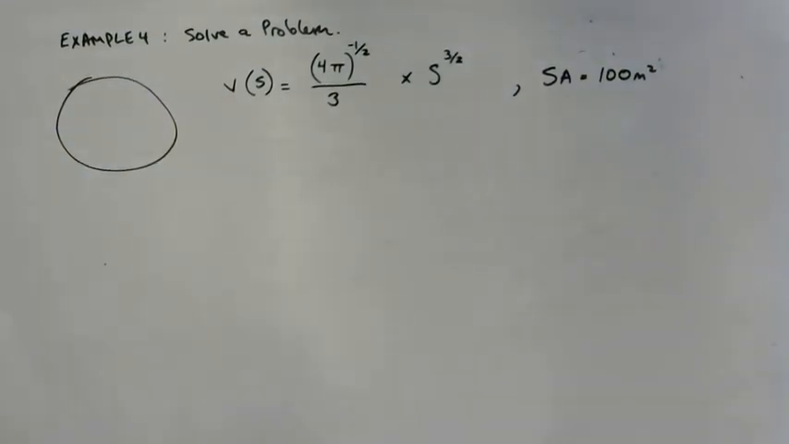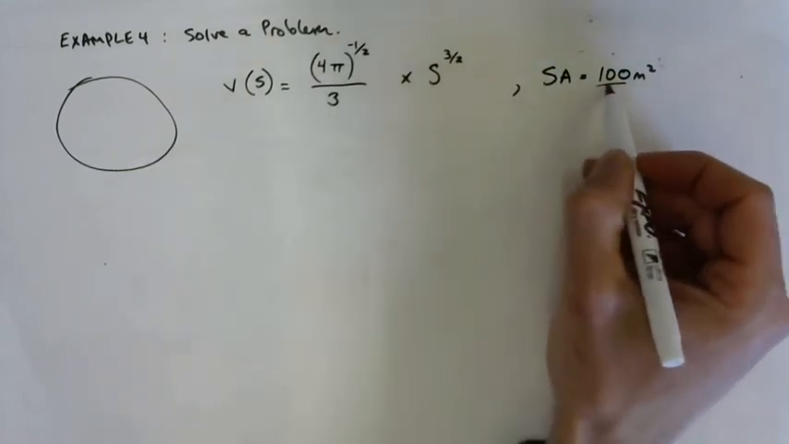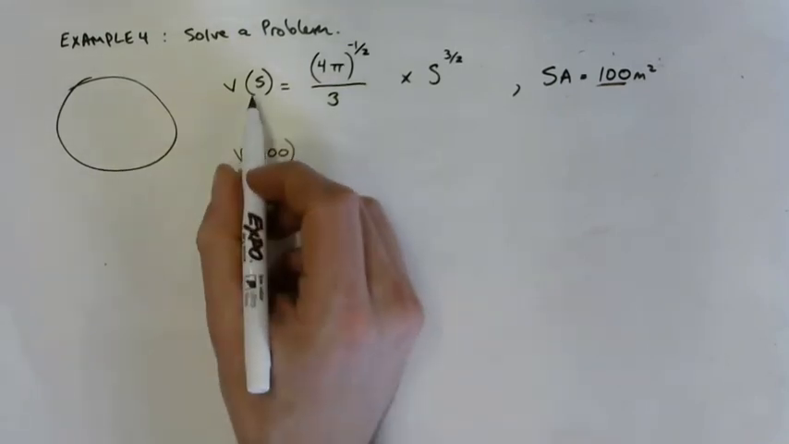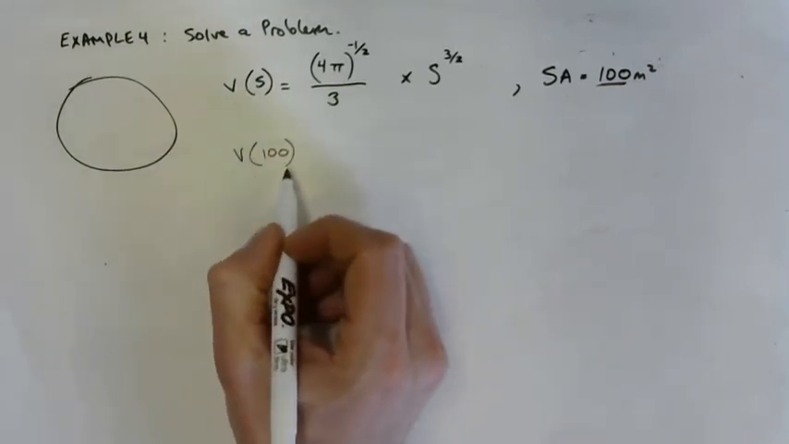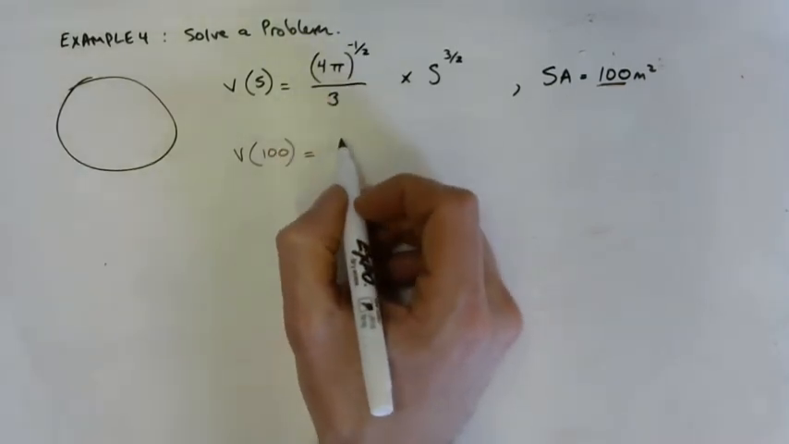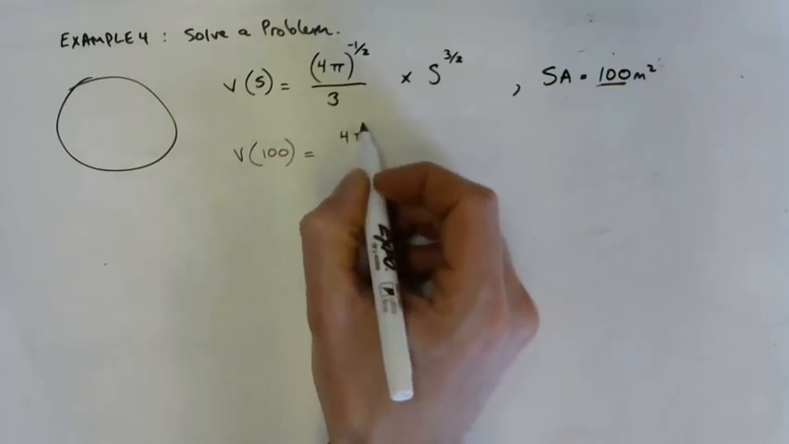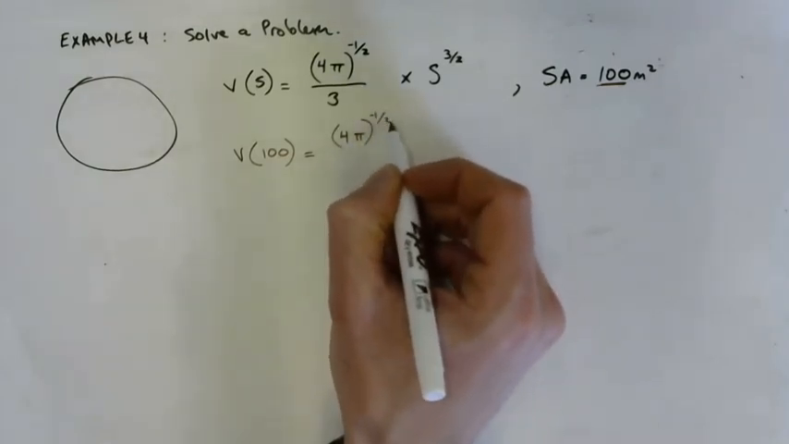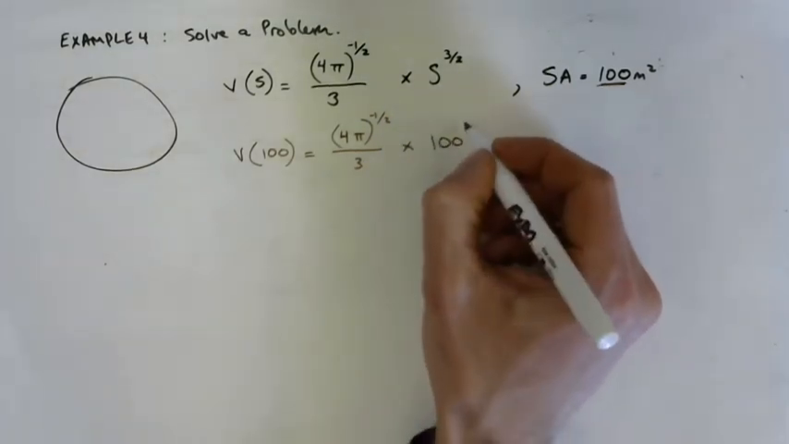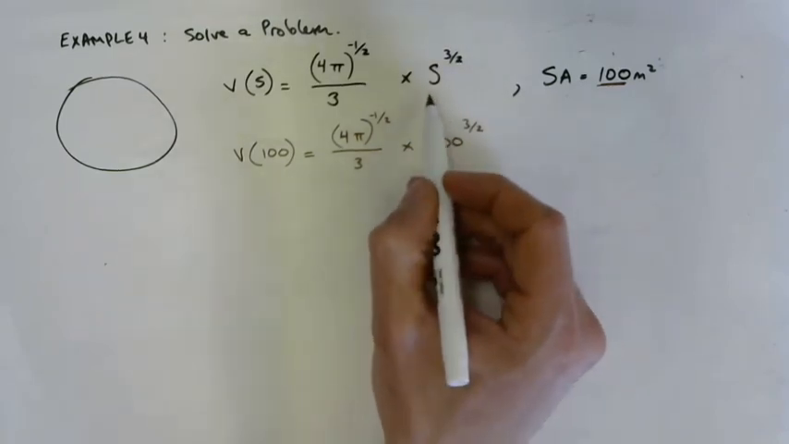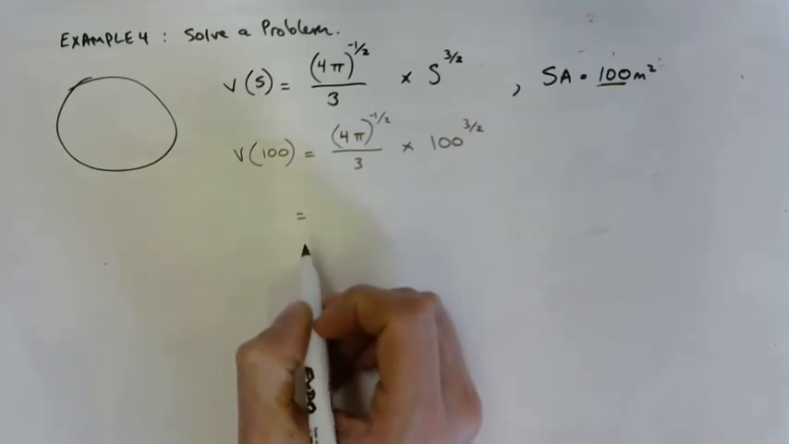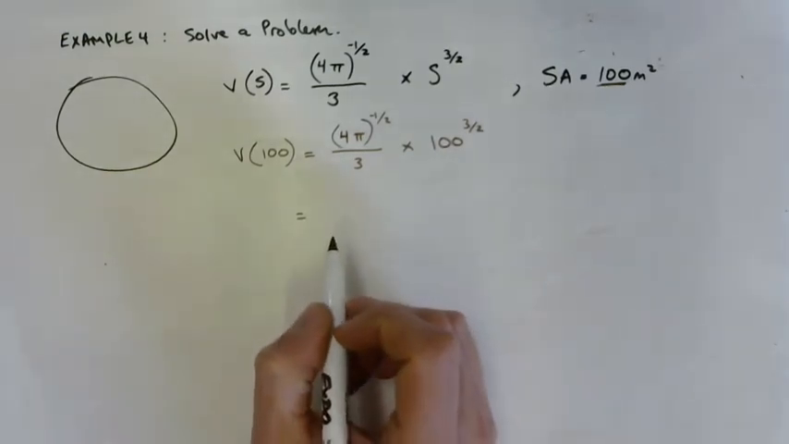What are we going to do? Well, if we know the surface area that we're aiming for is 100, then we can just look for V of 100. We're looking for the volume of the sphere when surface area is 100, and it is given according to this formula. There's nothing in the first part that contains a variable, so I'll just copy that down. Second part has a variable, it's 100 to the power of 3/2. So all I did was sub in 100 for s. Now we can simplify parts of this.